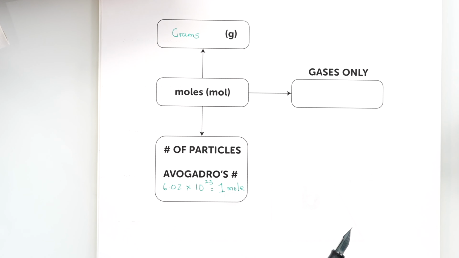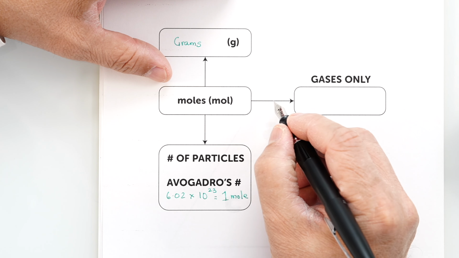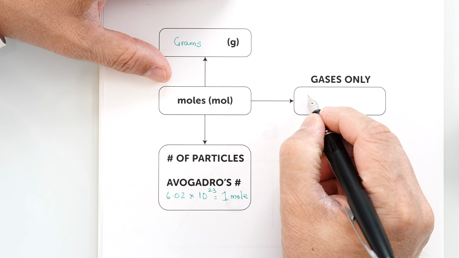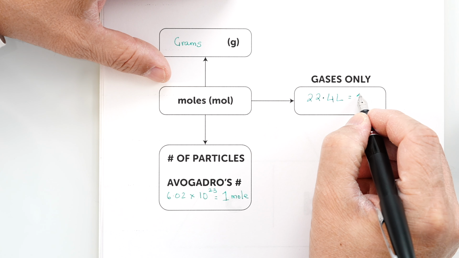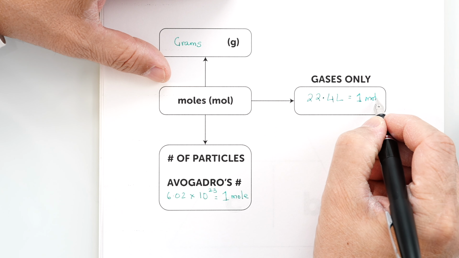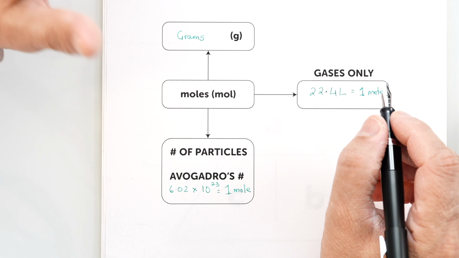Lastly, we haven't talked about this, but when it comes to gases, you can convert moles to volume. And this is only true for gases. So 22.4 liters is equal to 1 mole. We haven't yet covered that, but it's for a gas. So solving for moles is super helpful.